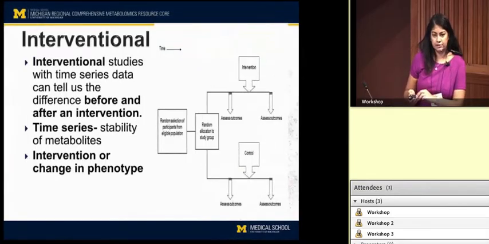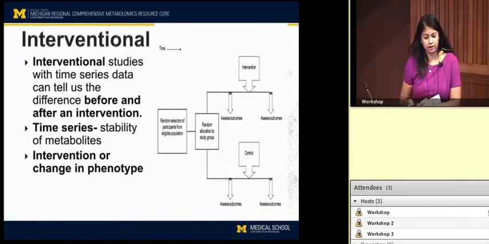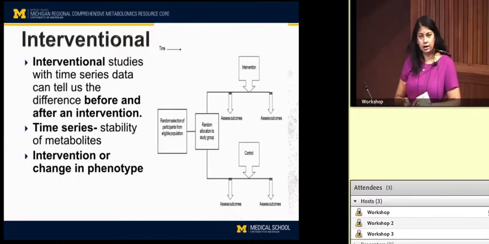The second kind of study is an intervention study, where you can have time series data between intervention, before and after. Time series data gives you information on the stability of the metabolites. Therefore, you can solidify the presence of these metabolites as a biomarker for future prospective work. Intervention could be either from a change in phenotype or a change with the intervention itself, and that needs to be really defined.